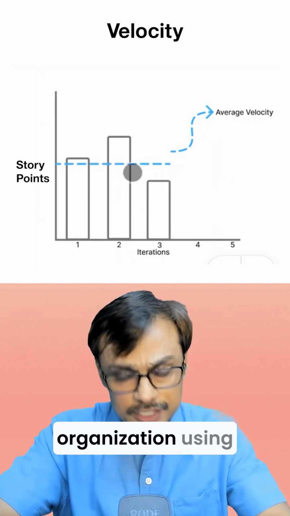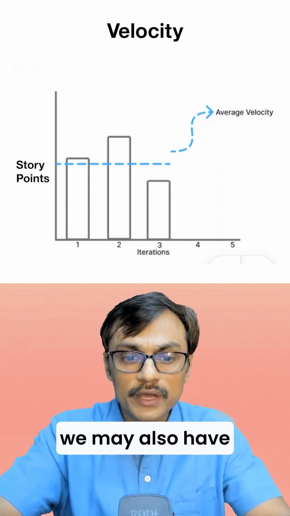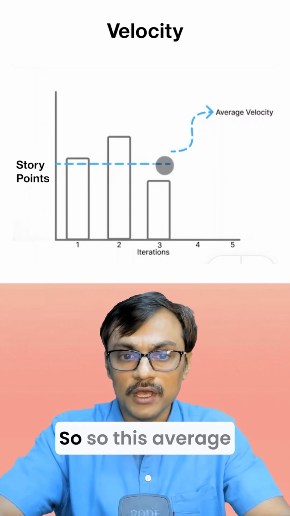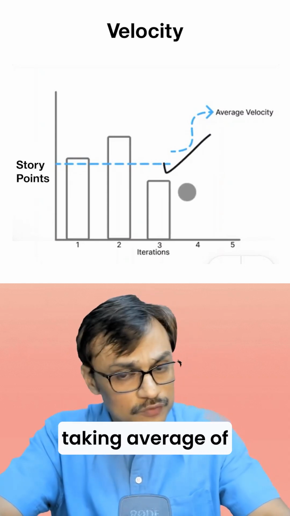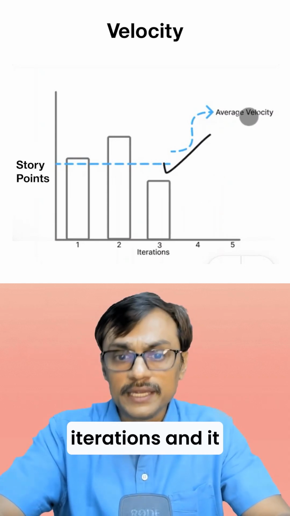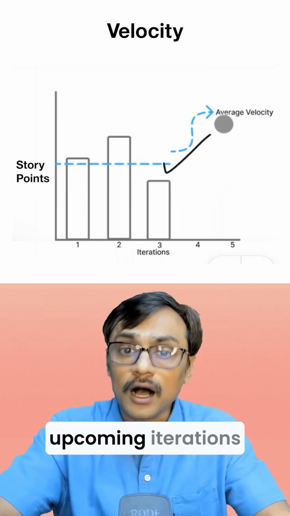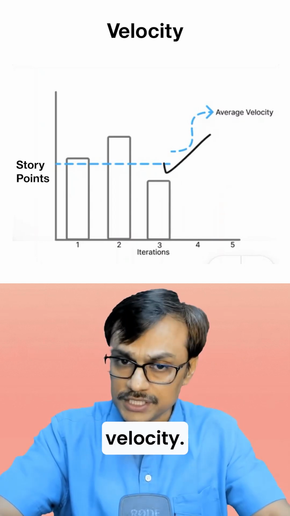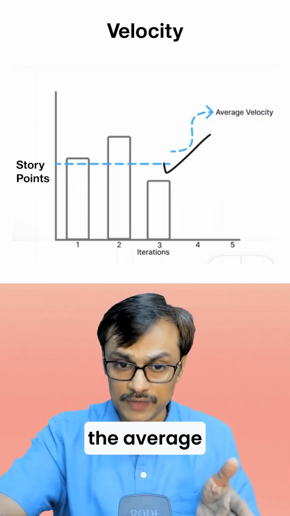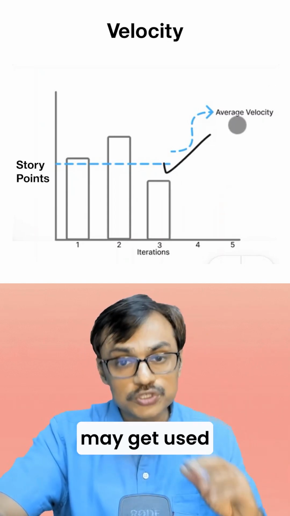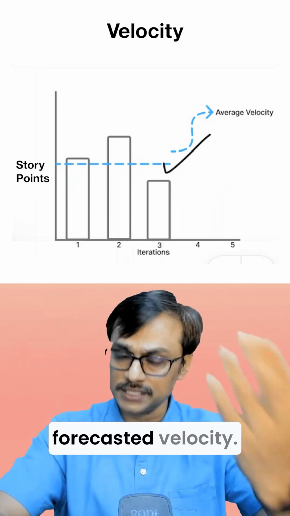Now, in many organizations, using this historical data of three iterations, we may also have average velocity. This average velocity is calculated by taking the average of these three iterations, and it can be used for understanding or forecasting the upcoming iteration's velocity. So by taking the historical trend, we calculate the average velocity, and this may get used for forecasting a release, and that will be called forecasted velocity.